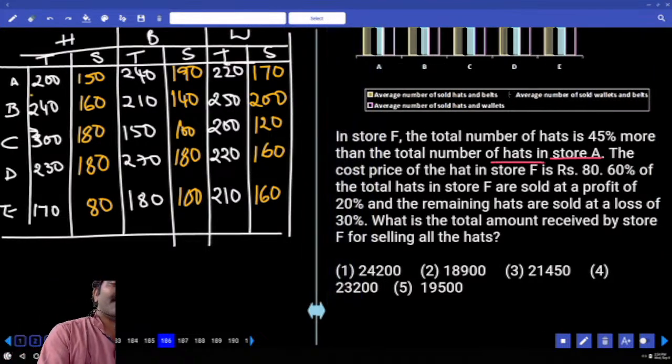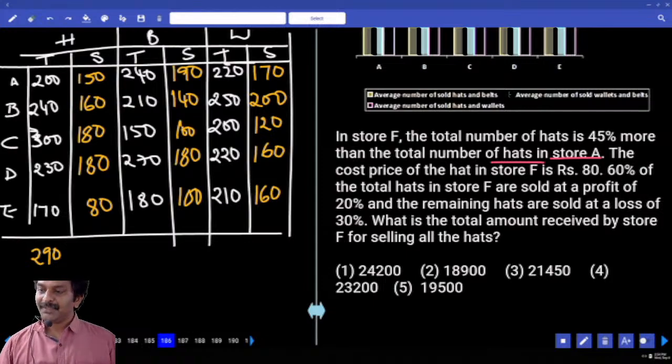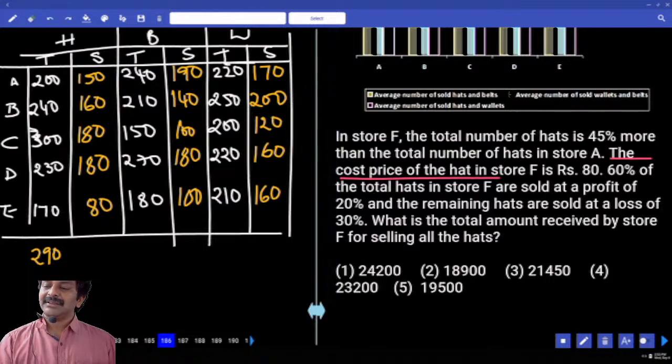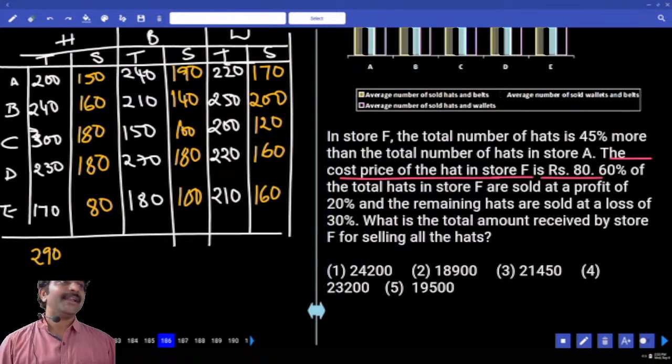Store A, number of hats. How many are there? 200. Now it is 45% more, they say. 90 more, which is 290. Next. The cost price of hat in store F is 80 rupees.